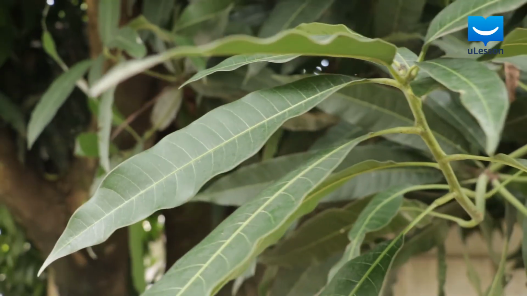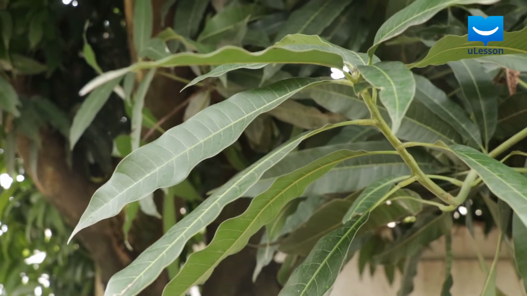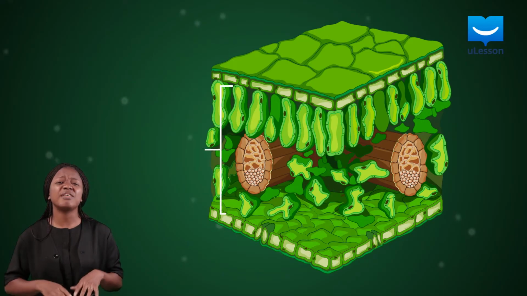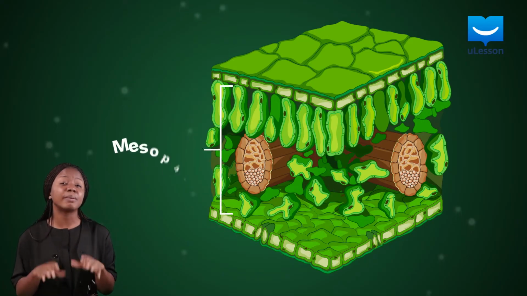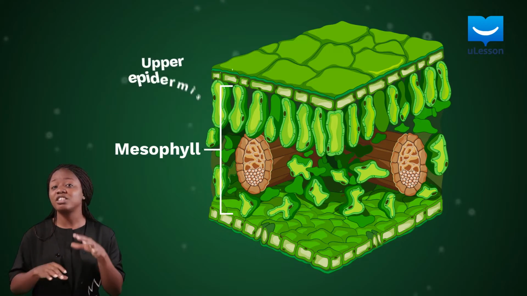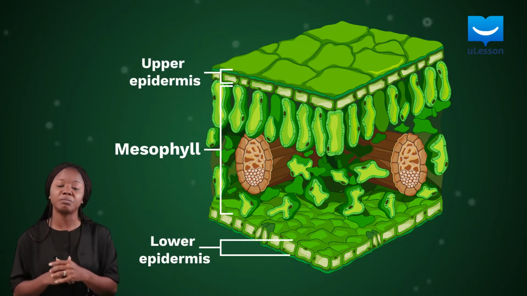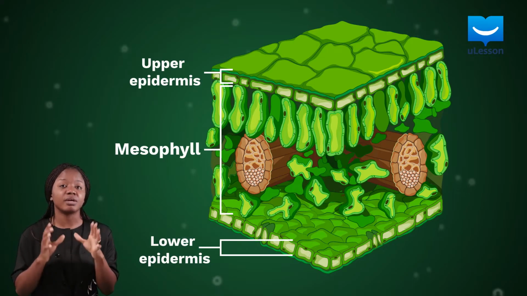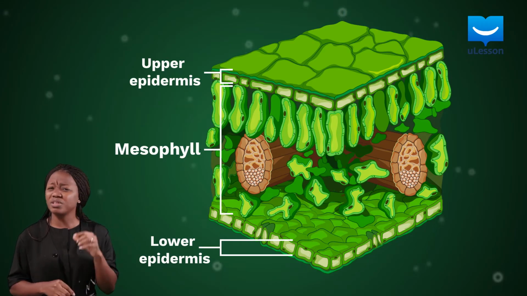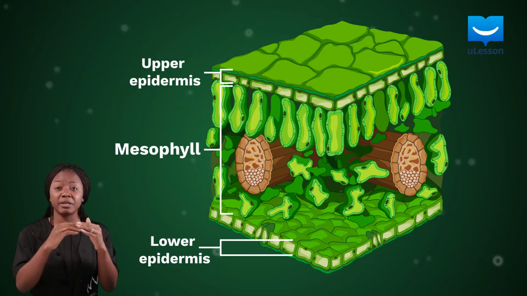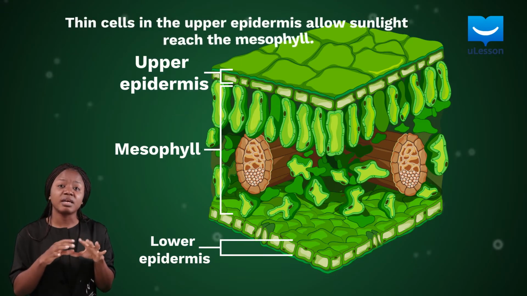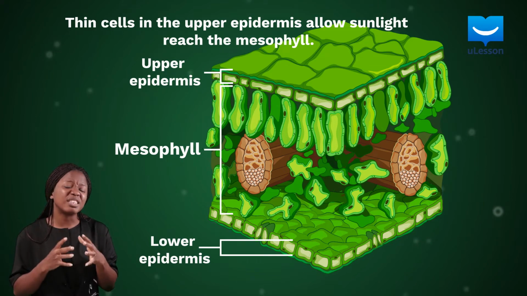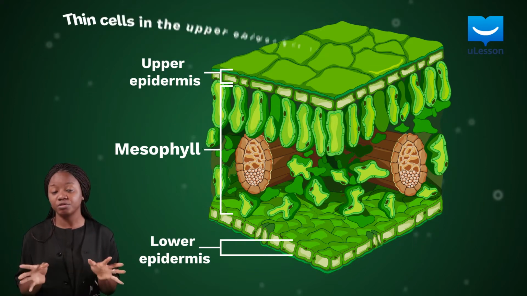Now, let's look closer at the parts of the leaves you and I cannot ordinarily see. The leaf has 3 layers overall. It has a very important layer called the mesophyll. This layer lies between the upper and the lower epidermis. But before we concentrate on the mesophyll, there are the epidermal cells. These are really thin cells that make up the upper epidermis, and this thinness allows a lot of sunlight to reach the mesophyll.